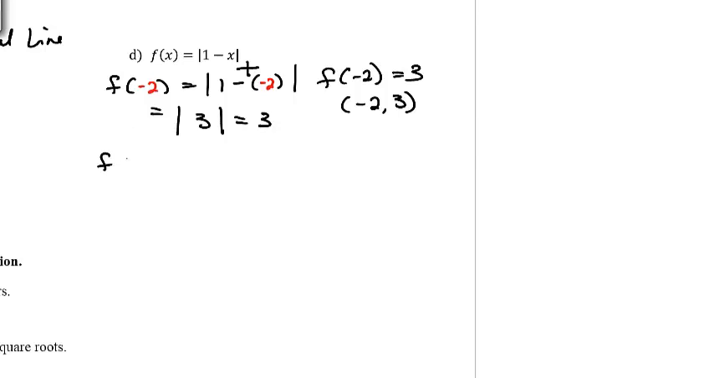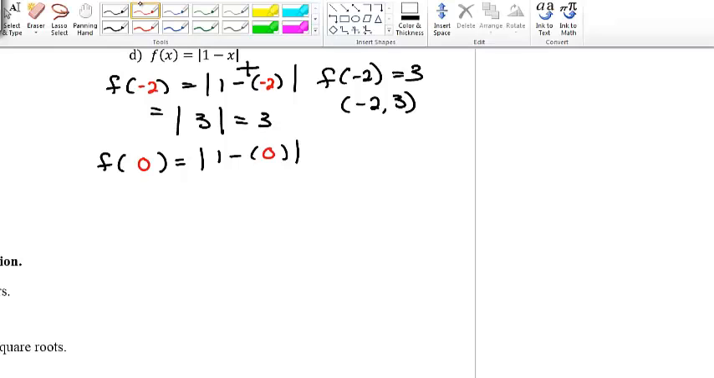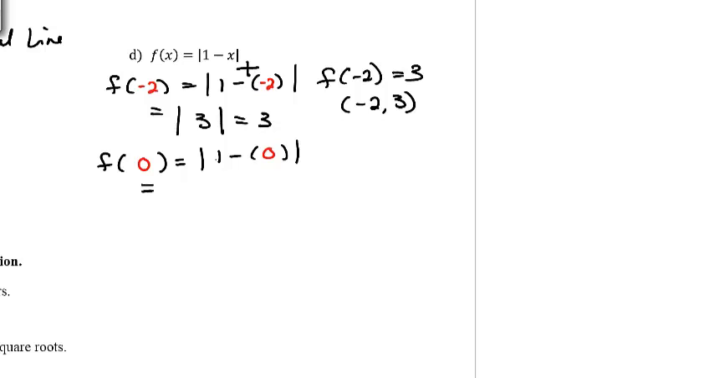Now we want to find f of 0, so do the same thing, write out your shell. The absolute value of 1 minus an empty parentheses, and in the parentheses we're going to write 0. So we have 1 minus 0 is 1, so that's the absolute value of 1, which is 1. So f of 0 equals 1, and the ordered pair then would be 0, 1.